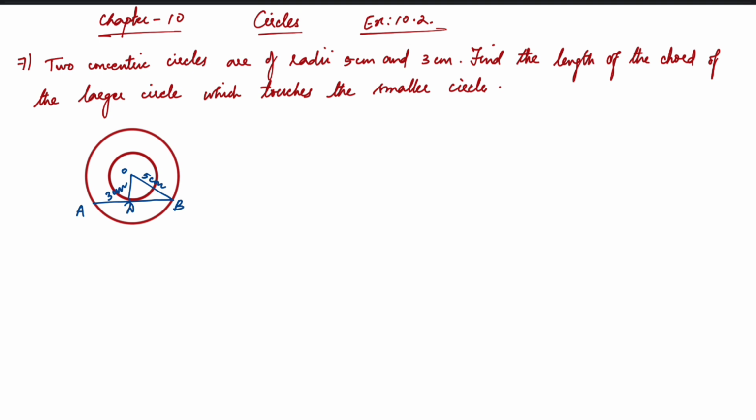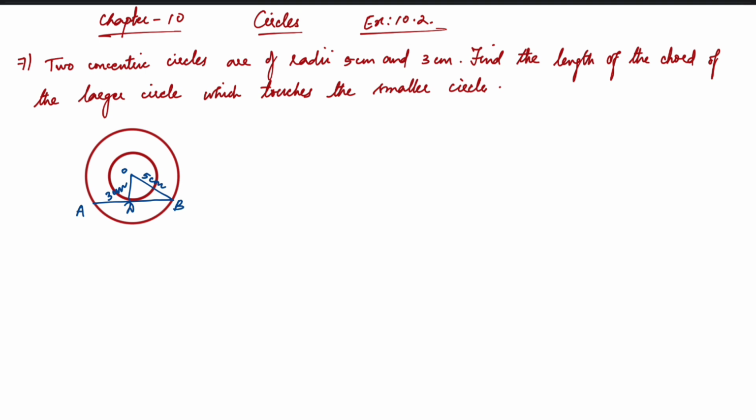Let this be the larger circle and the inner circle be the smaller circle, of radius 5 cm and 3 cm respectively. Let AB be the chord of the outer circle, such that it touches the circle which is inside at the point D.